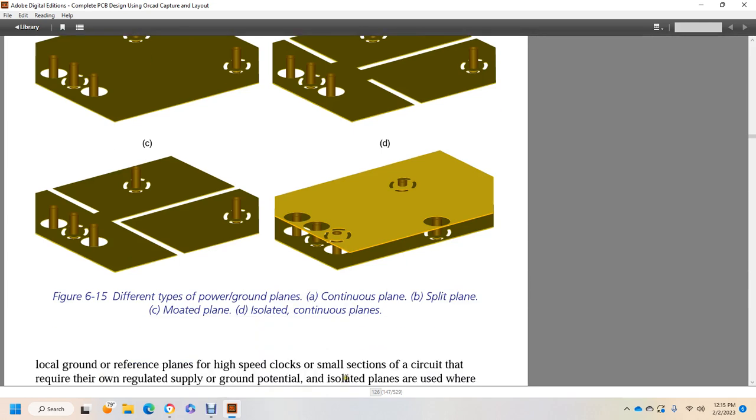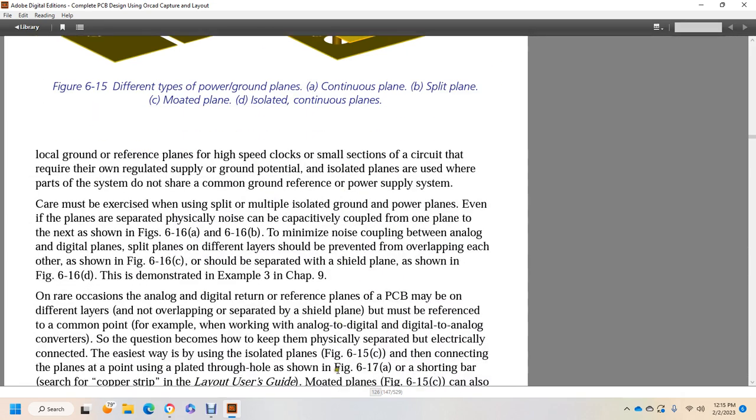And D is isolated continuous planes. A local ground reference plane may have high speed clocks with a small section of the circuit, which requires only its own regulated supply and ground potential. The isolated plane is used for parts that do not share the common ground reference and power supply system.